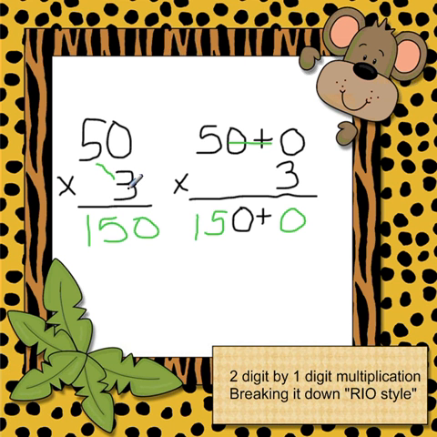So that's it for two-digit by one-digit multiplication. Practice, practice, practice, and you will soon be awesome, awesome, awesome with it. And it will come so natural to you.